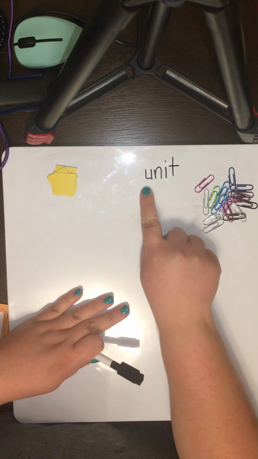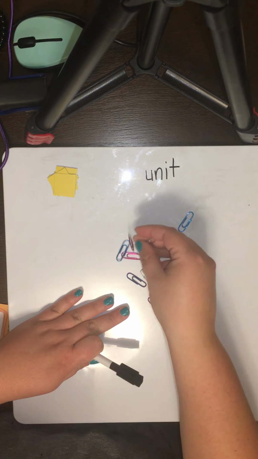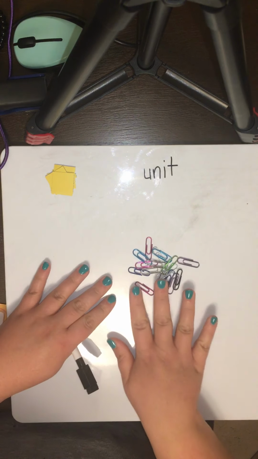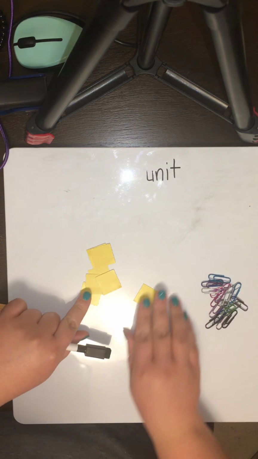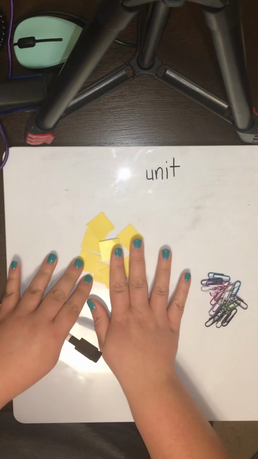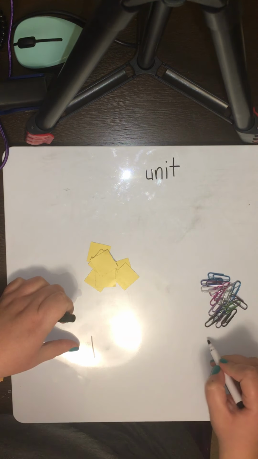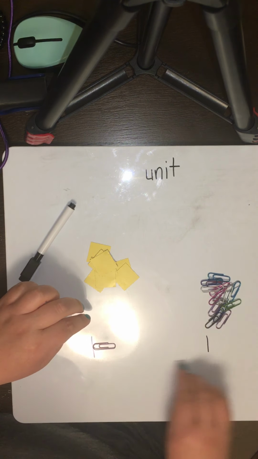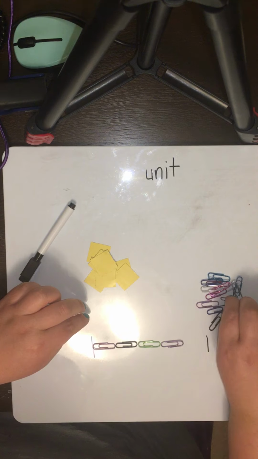Also, don't forget, our unit is what we use to measure with. So if you're measuring with some paper clips, make sure they're all the same size. They can be different colors. Or if you're measuring with squares or blocks, that's fine too. Just make sure that you're using the same size to measure. And remember, when you're measuring, you start at one side and take your unit all the way to the other side to measure how many.